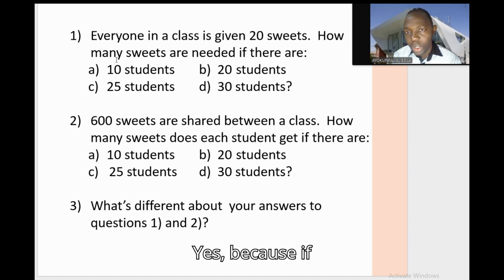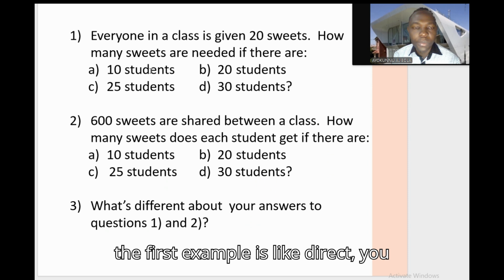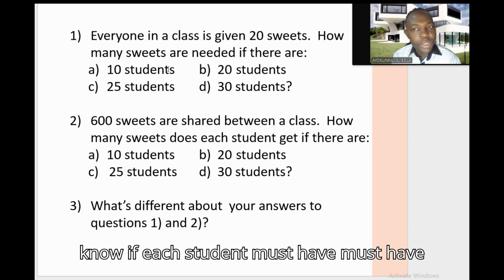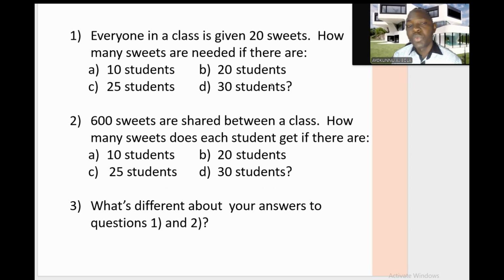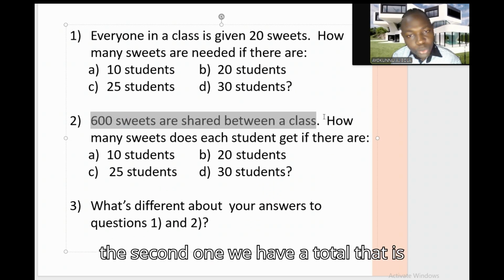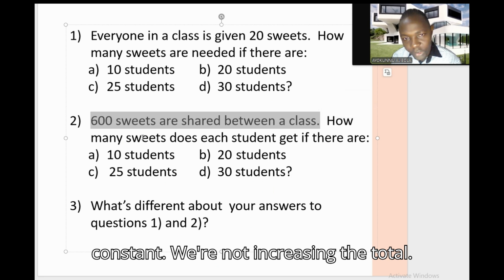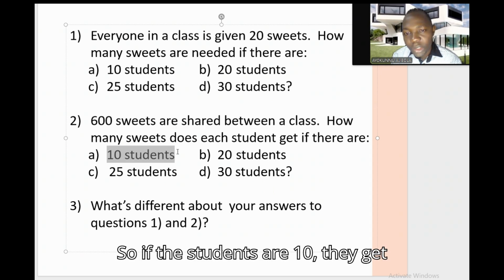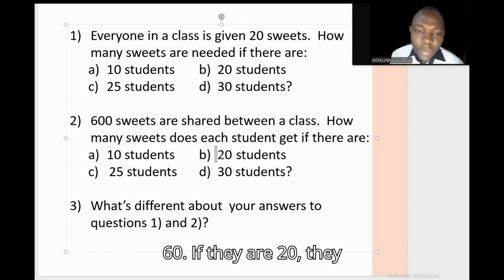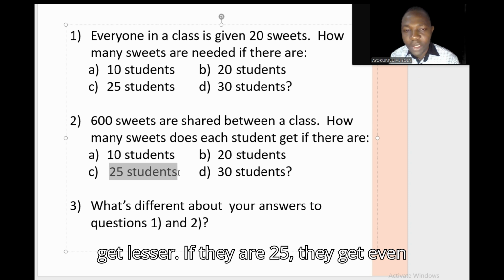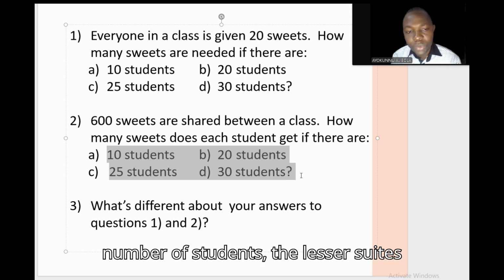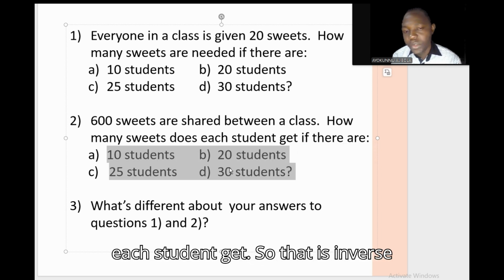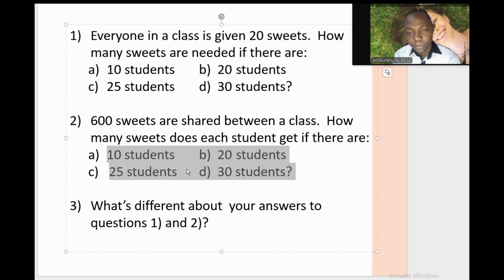Yes, because the first example is direct. The more we increase the number of students, the more sweets we need. But in the second one, we have a total that is constant. We're not increasing the total. So if the students are 10, they get 60. If they are 20, they get less. If they are 25, even less. And if they are 30 students, they get less. So the more we increase the number of students, the fewer sweets each student gets. So that is inverse proportion.